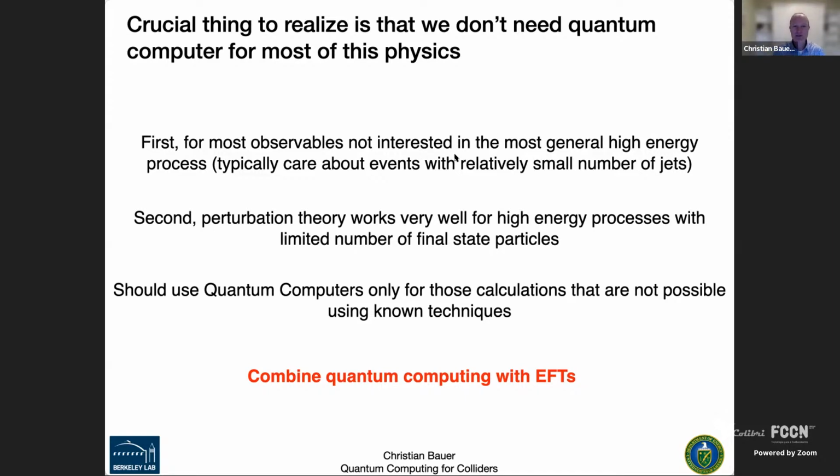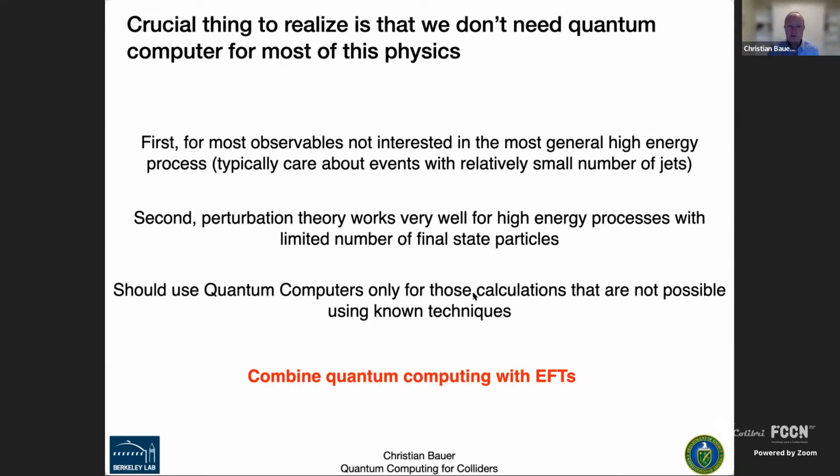But we're not interested typically in the most general observables. We're interested in observables usually with energetic particles that are produced in some resonance. So we're interested in events that contain a relatively small number of jets. Second, I already said this as well, perturbation theory works incredibly well for high energy processes with a limited number of final state particles. So there's really no reason to try to use a quantum computer to simulate the TeV scale physics at the LHC. We have other techniques to do that.